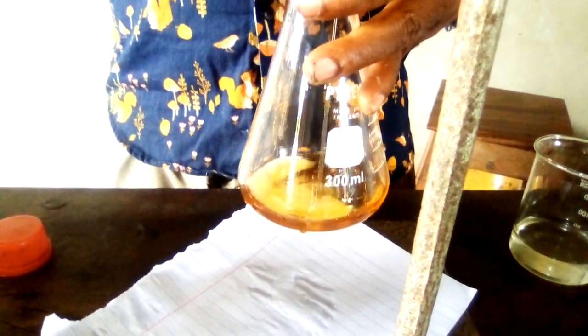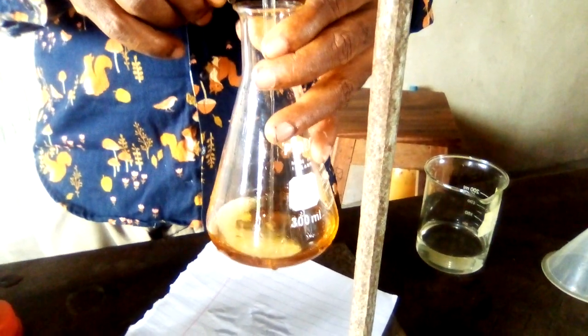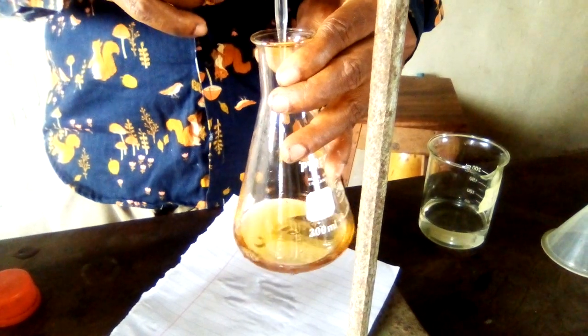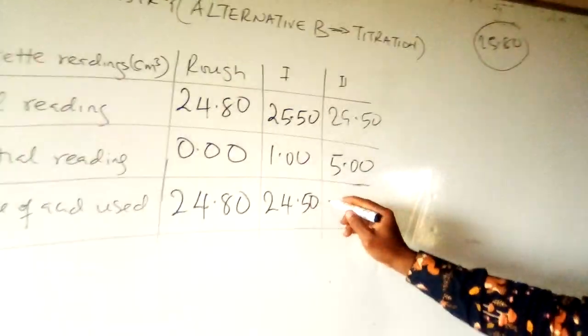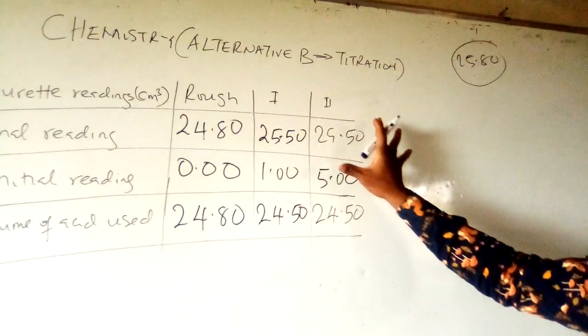We can move it to 29, as we said before, and then take it slowly. Then up to 29 and drop by drop. This is orange. You can see the colors are the same. So we are at 29.50. Record the final reading here, 29.50. Subtract 24.50. All readings on the table must be to 2 decimal places.